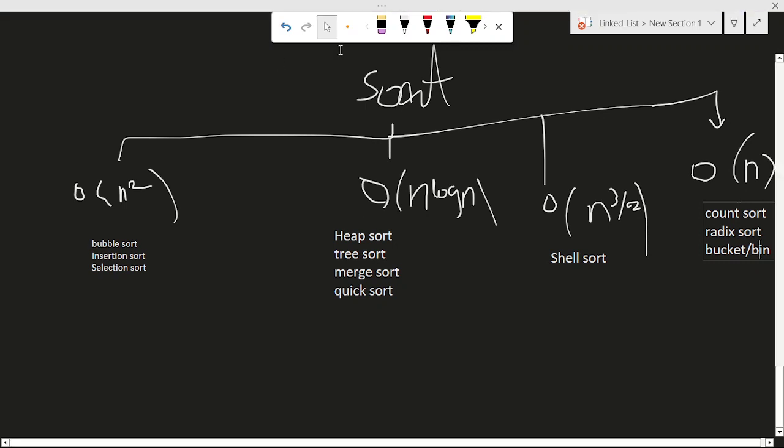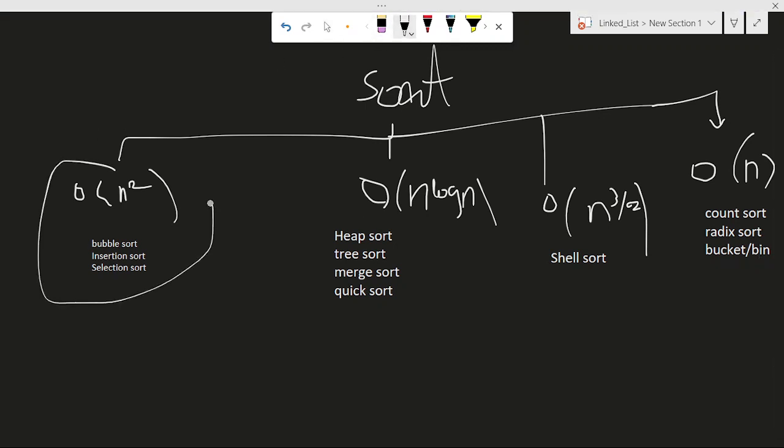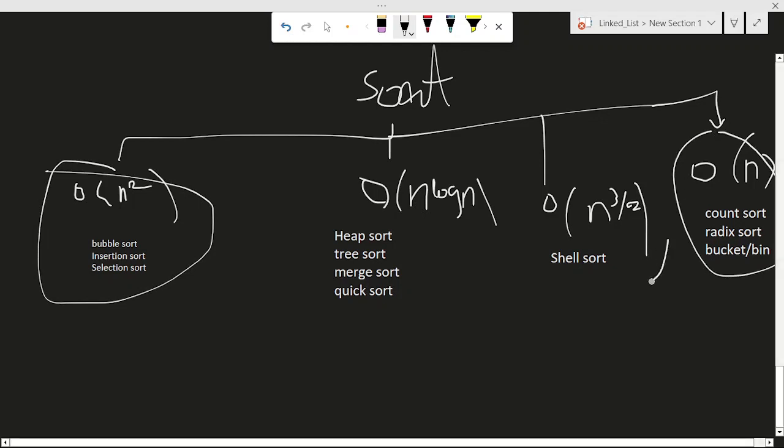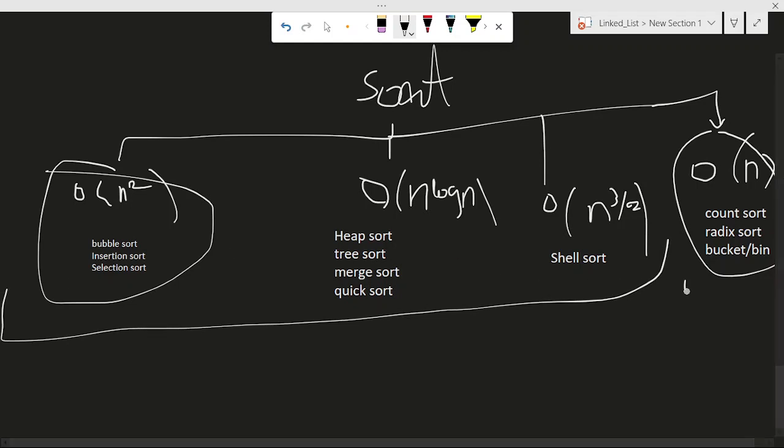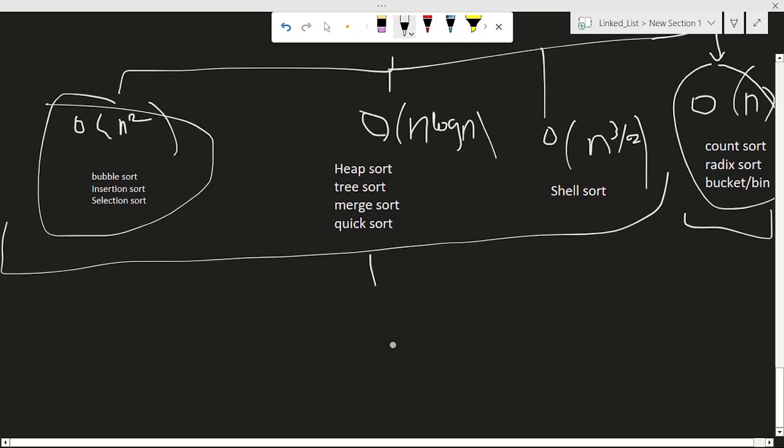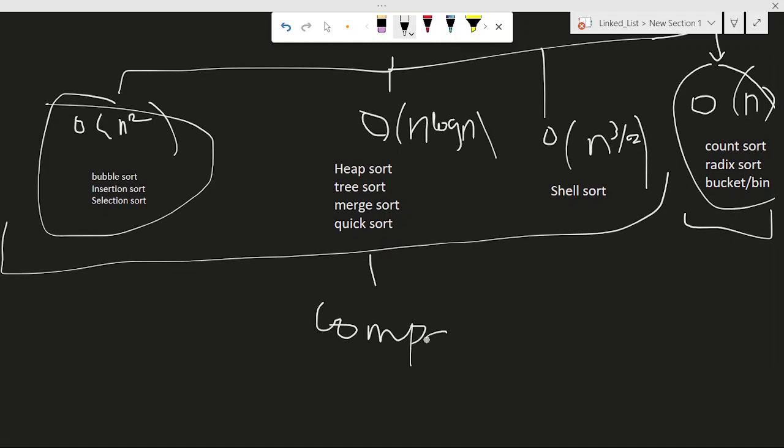As I said, this will take obviously more time, and this will take obviously less time, but there is again a difference between these three classes and this class. These three classes compare and then sort. So comparison and swapping usually happen in these classes, so the time complexity usually will be high. But when we are talking about this class, here we use index based sorting.